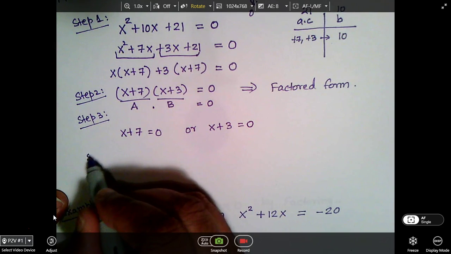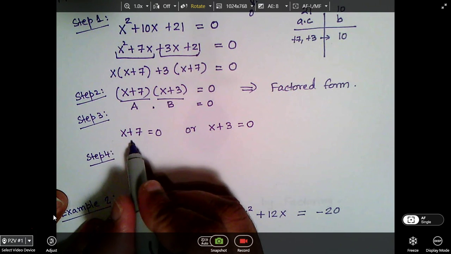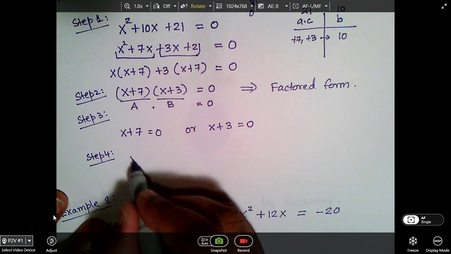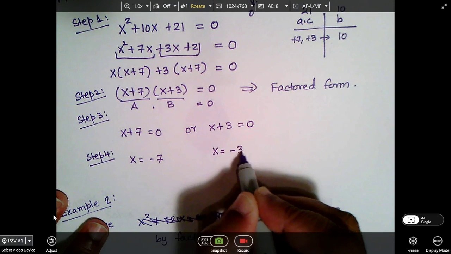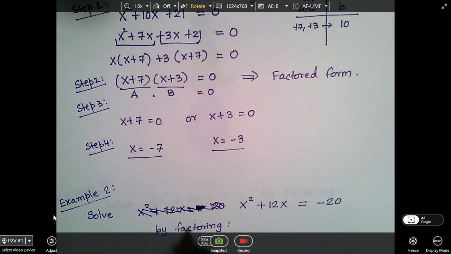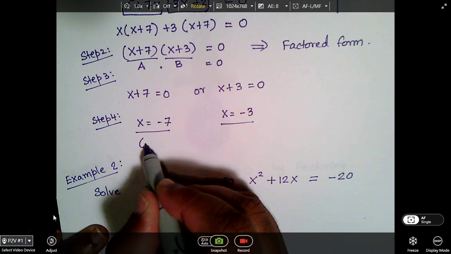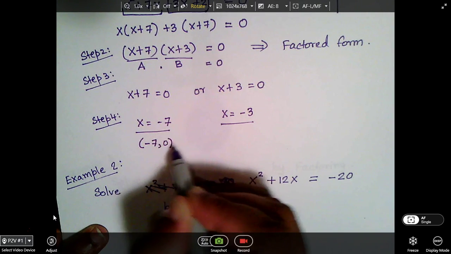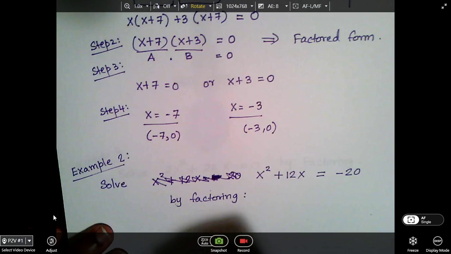Step 4, now solve for this x. So this equation will give me x as negative 7 and this equation will give me x as negative 3. So I have two x-intercepts: x is negative 7 and x is negative 3. If I have to write that as a coordinate, this is negative 7 comma 0 and this is negative 3 comma 0. An x-intercept is a point on the graph, right?